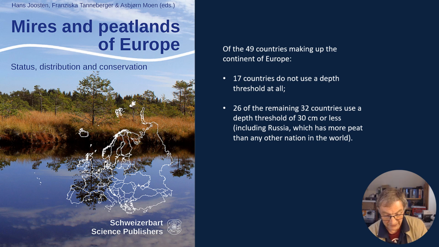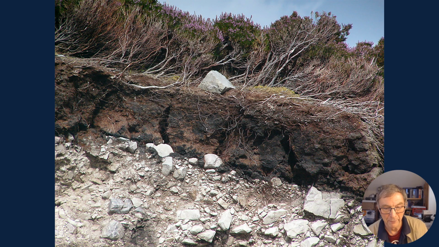Of these 49 nations, 17 don't use a depth threshold at all, while 26 of the remaining 32 use a threshold of 30 centimetres or less, including Russia. The focus is instead on whether an organic rich layer, no matter the thickness, has accumulated because of waterlogging. The majority of European nations would thus have no problem in defining this as a peatland, whereas in the UK it would be invisible to policymakers concerned with peat.